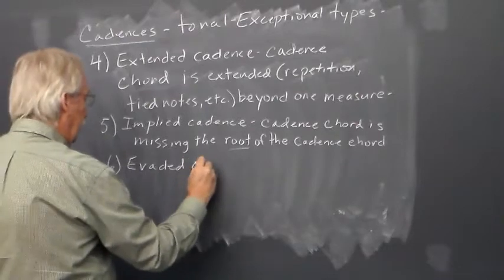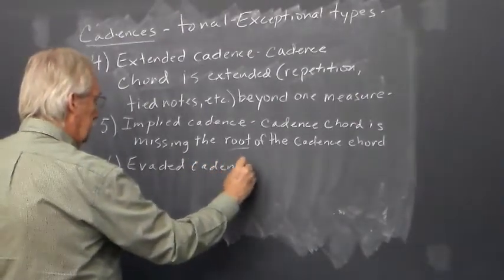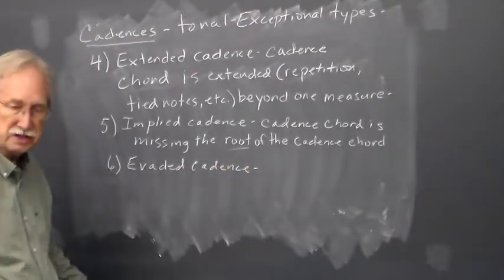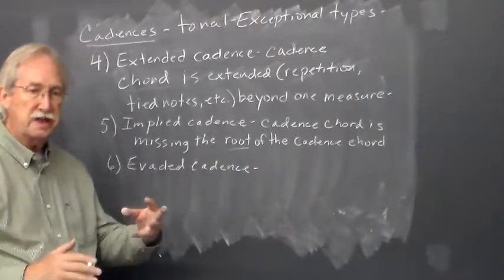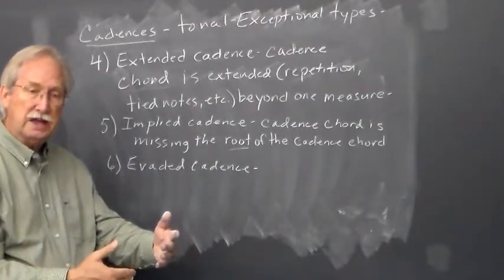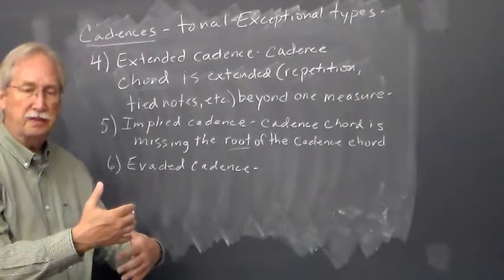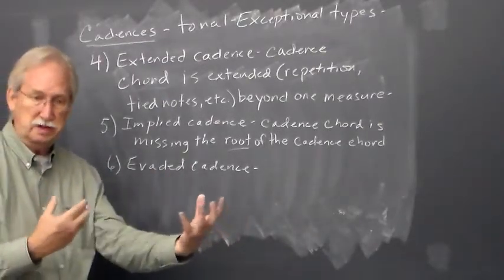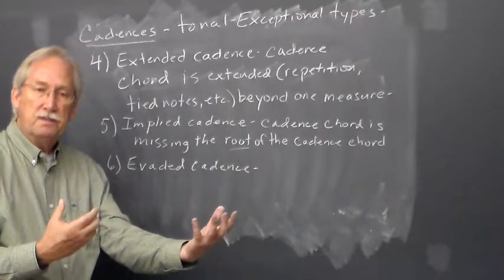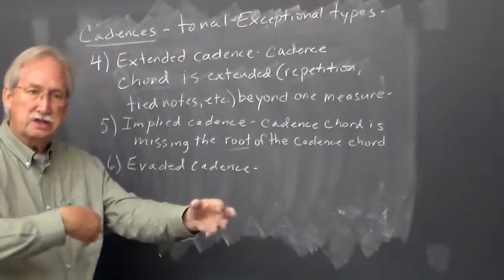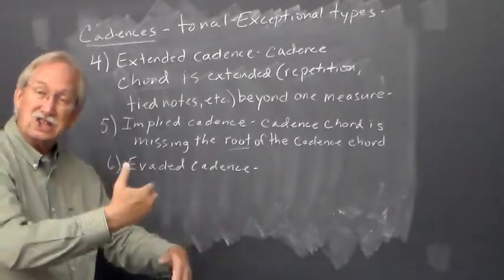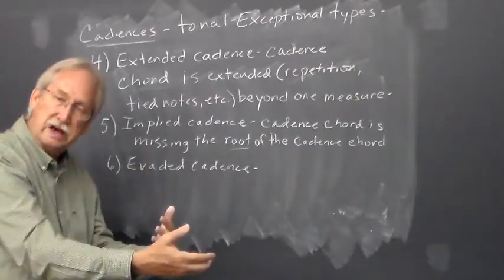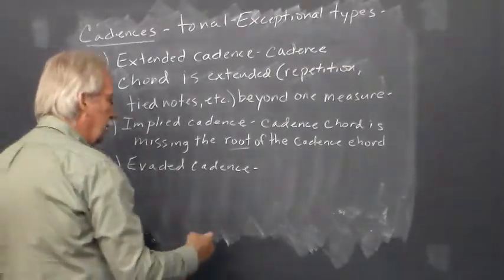And then the last type here is the evaded cadence, and this has to do with a phrase that is extended, and in that extension, it sounds like it could cadence in the key that the phrase is located within, but it extends the end of the phrase, and then it modulates, and it cadences on an unexpected key.